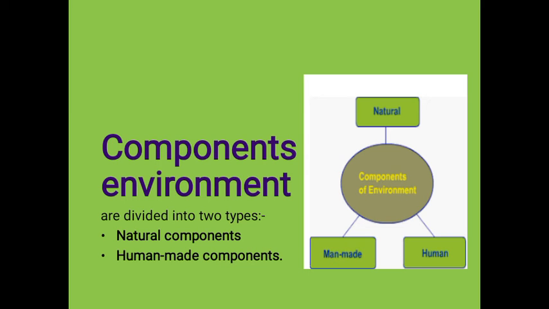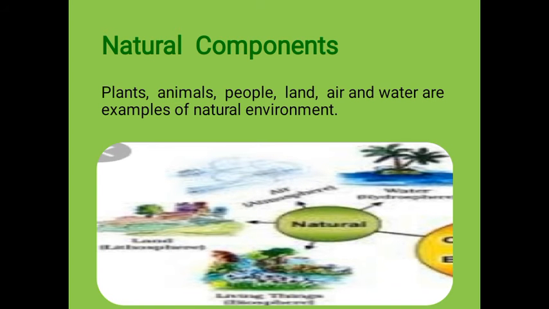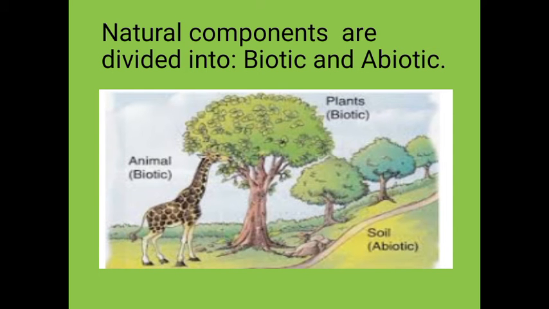Now, what are natural components? Natural components means those created by nature, not by human beings. Plants, animals, people, land, air, and water are a few examples. They make up the natural environment. The natural components are also divided into two, that is biotic and abiotic.